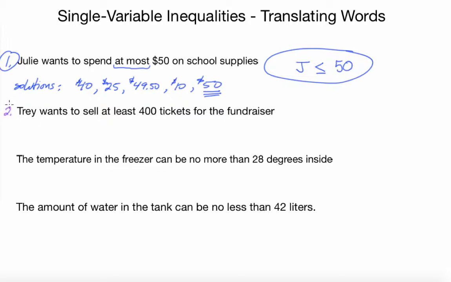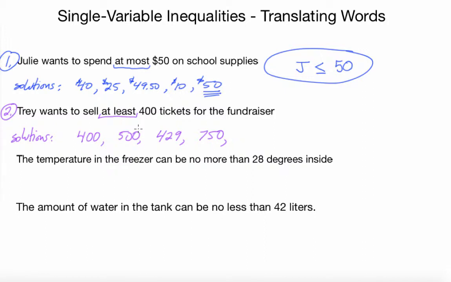Number 2. Trey wants to sell at least, okay, there are my key inequality words, at least 400 tickets for the fundraiser. So let's think about what the possible solutions are here. If he wants to sell at least 400 tickets, that means he wants to sell 400, but he also wants to sell more than that. He probably would be happier with selling 500 tickets. That's a possible solution. Maybe 429 tickets, maybe 750 tickets. These are all possible solutions.